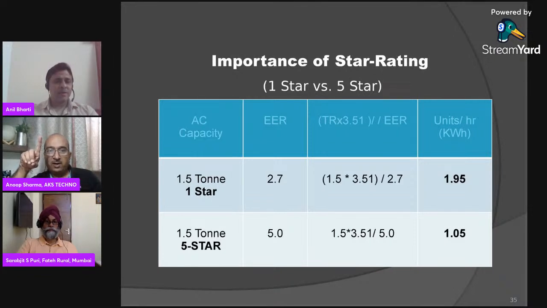Here, it is taking almost half of the power, half of the consumption of this AC. हाँ, आप देखो कितना डिफरेंस है.